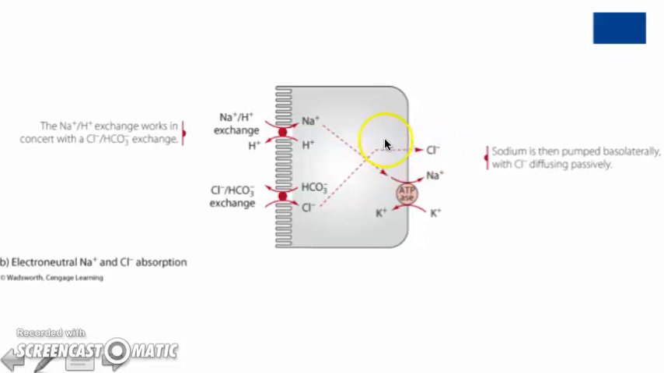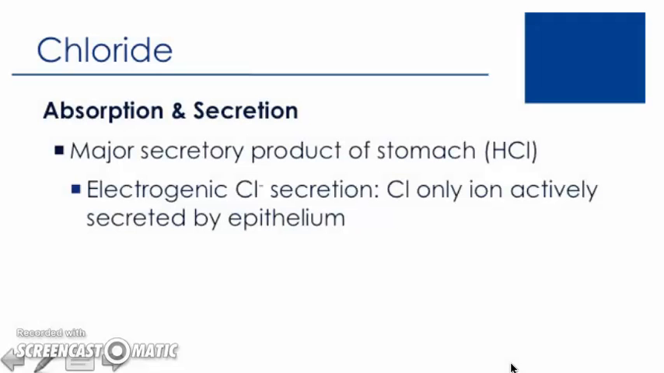diffusion process for chloride. We see that in addition to chloride being absorbed through the enterocyte, chloride is also secreted from the cells of the stomach and also throughout the intestine. So we see here that it's a major secretory product of the stomach in the form of hydrochloric acid. But we also see this electrogenic chloride secretion occurring particularly along the large intestine. We see that chloride is the only ion actively secreted by the epithelium.